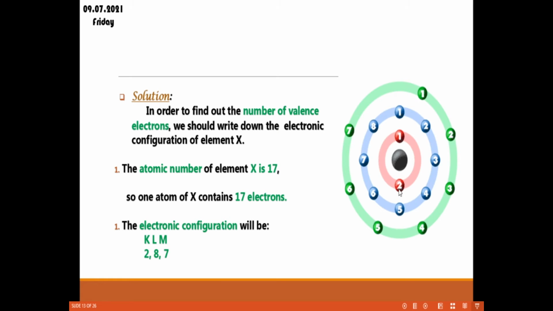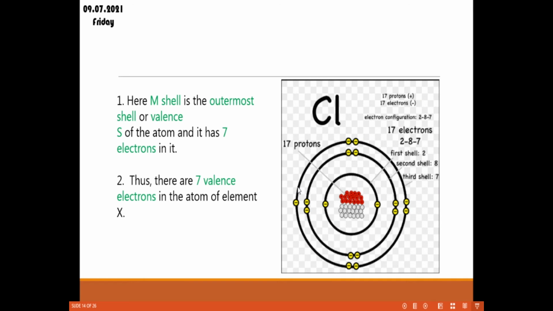See here, 2, 8. 8 plus 2 is 10, 10 plus 7 is 17 electrons. So the electronic configuration will be 2, 8, 7 in the K, L, M shells. Here the M shell is the outermost shell or valence shell of the atom, and it has 7 electrons in it.